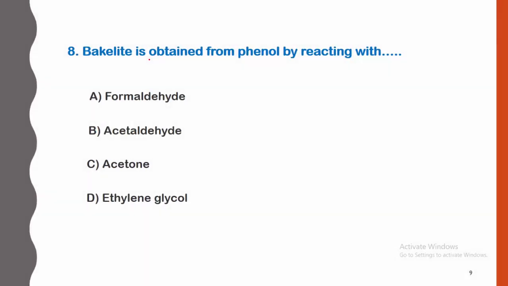Next, bakelite is obtained from phenol by reacting it with A, formaldehyde, B, acetaldehyde, C, acetone, and D, ethylene glycol. This is a famous question. Bakelite is a resin which is formed by phenol reacting with the formaldehyde, option A.